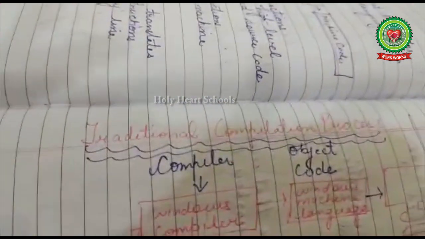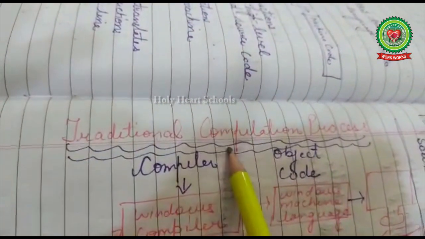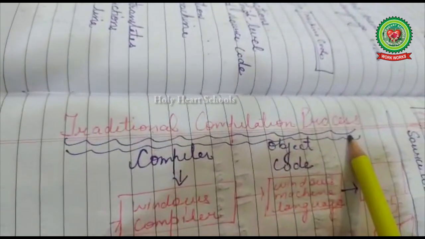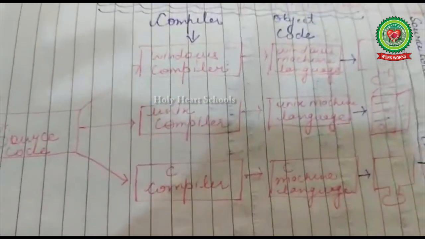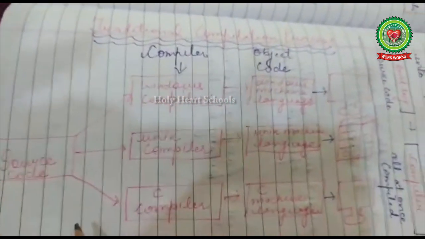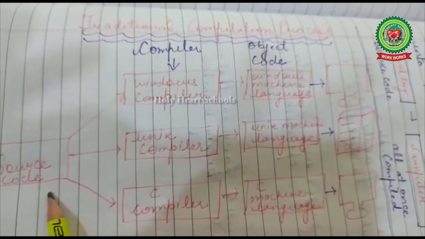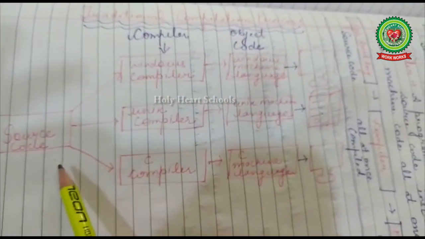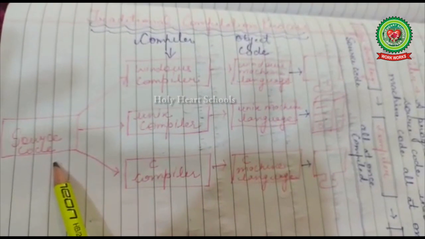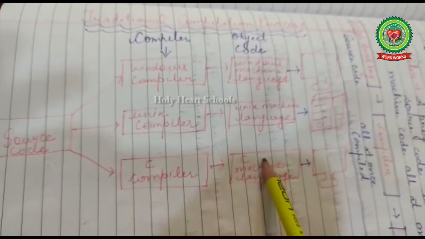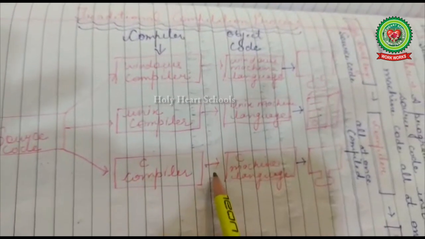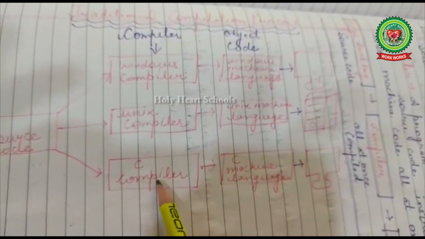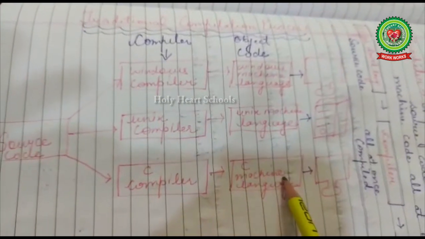Now the next topic is the traditional compilation process. Traditional means how in earlier times programs were compiled. The purpose of the traditional compilation process is to convert the source code into the object code with the help of a compiler. For example, we have written our program in C language and we want to generate the object code. So we will need a particular compiler, that is a C compiler, that converts our source code into an object code.